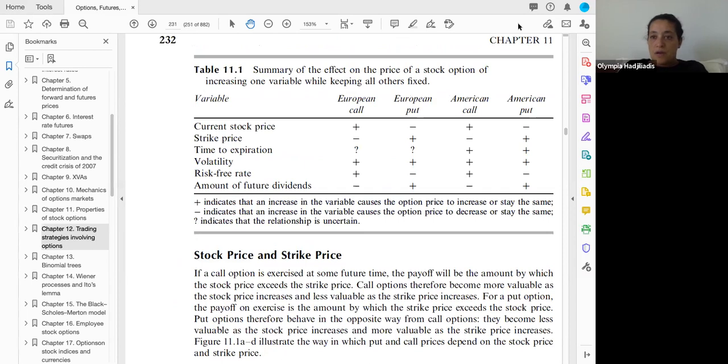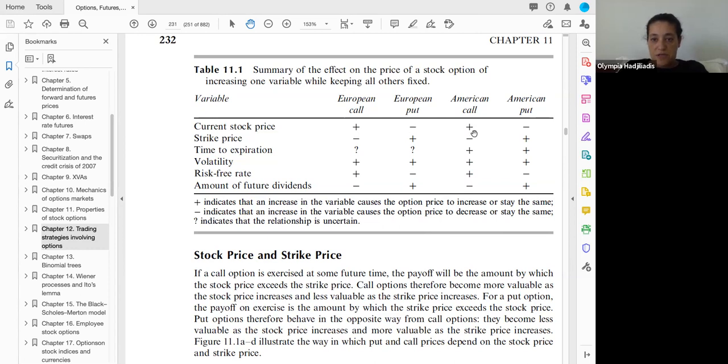According to this table, if the current stock price increases, the European call price increases. That we expect because its payoff is ST minus K. The European put's payoff is the maximum of K minus ST and 0. So as the current stock price increases, the European call increases and the European put decreases.